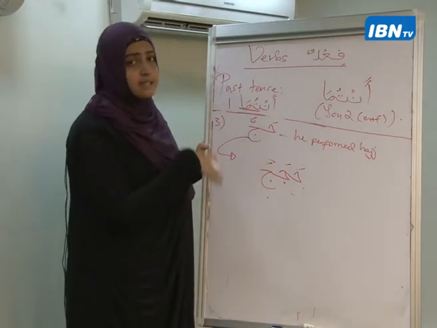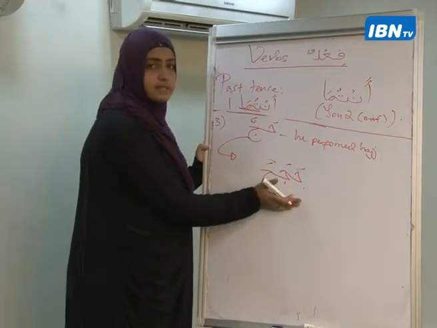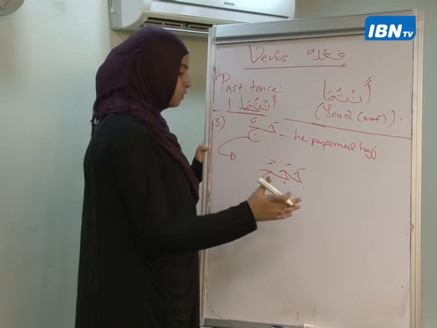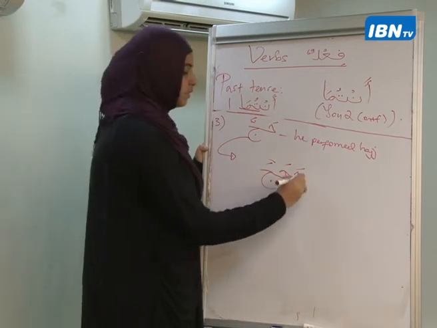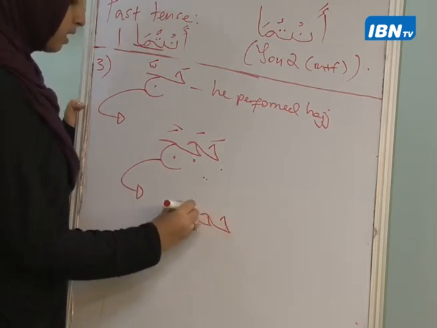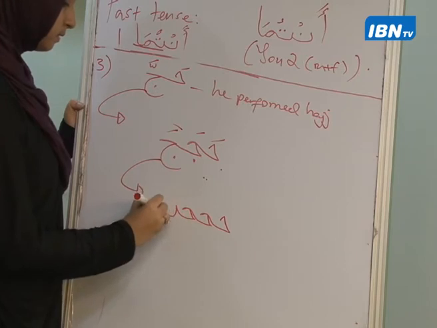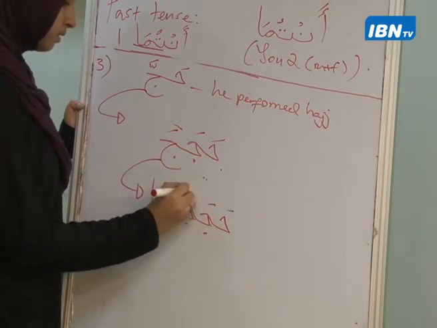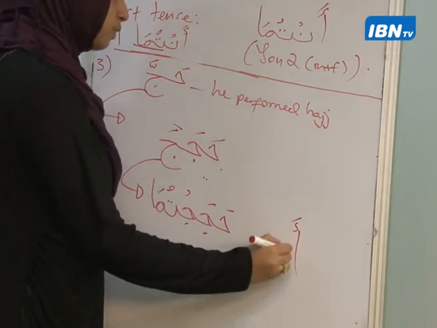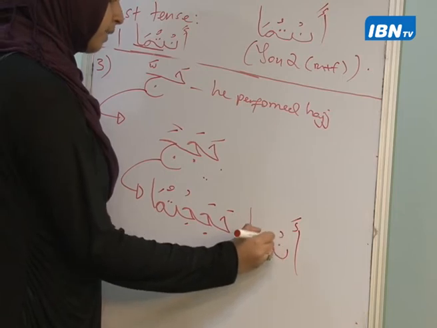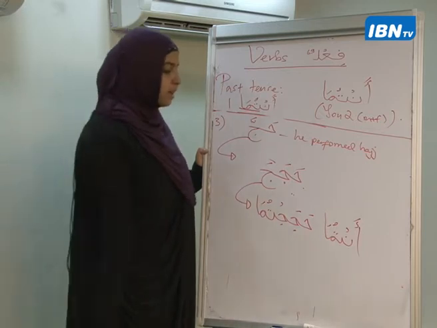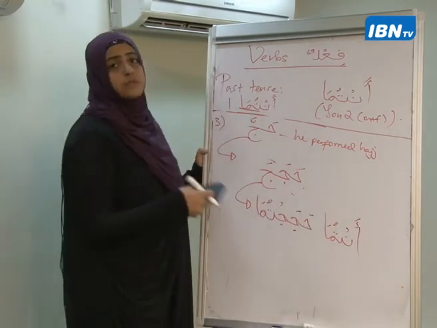So the Arabic grammarians decided that while changing this verb into antuma, they will use the origin of the verb. So harjaja will become harjajtuma. Antuma harjajtuma, meaning you two performed hajj. So basically this is how it is going to take the format.